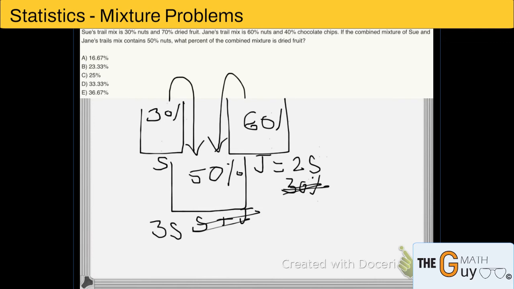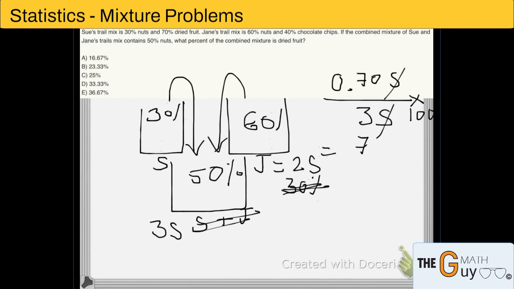So all we have to do is, how much dried fruit is there? There's 0.7 or 70% of S. That's the amount of dried fruit divided by the total. What is the combined mixture? 3S. This times 100 will give us the percentage. S and S cancel. You get 70 over 3, which is 23.33%, and B is your answer. And that's it.